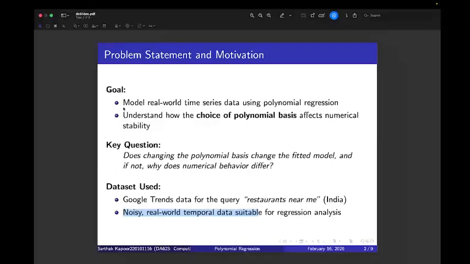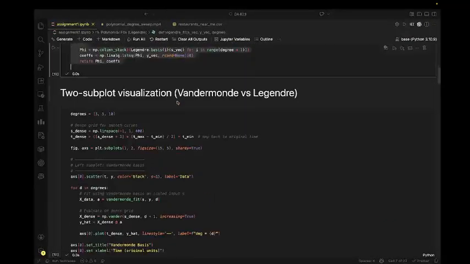So basically what we want to understand is how the choice of the polynomial basis, here the Vandermonde as well as the Legendre basis, affects the numerical stability. We also want to answer whether changing the polynomial basis will cause any change in the fitting model, or just the numerical behavior will differ. So these are the things we're going to answer. For that, this is the code.